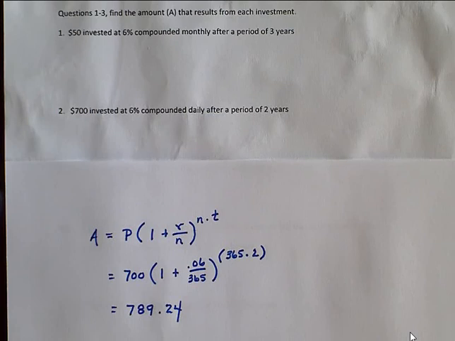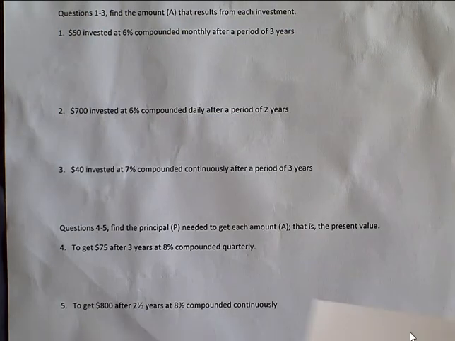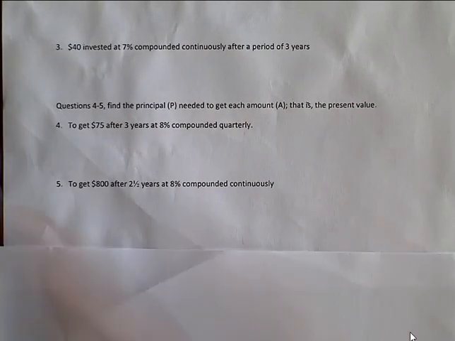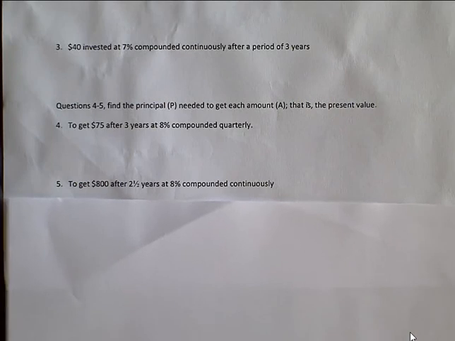Okay, now the other number three. So number one is just like that one. Okay, remember if it's compounded monthly, that means it's going to do it 12 times in the course of a year. Okay, compounded continuously uses base e. Okay, so let's go down to, we're going to go backwards. On number 5, I want to end up with $800 after 2.5 years at 8% compounded continuously.